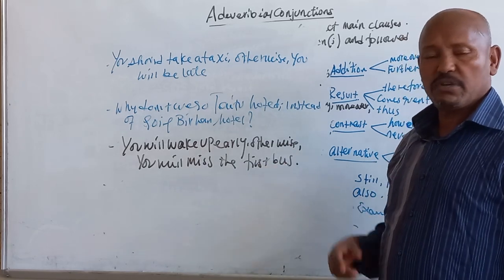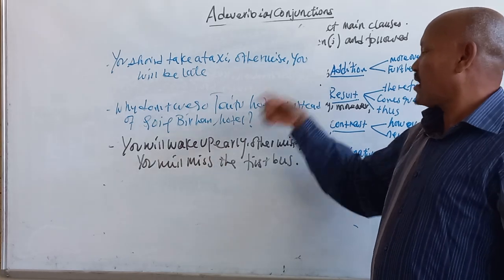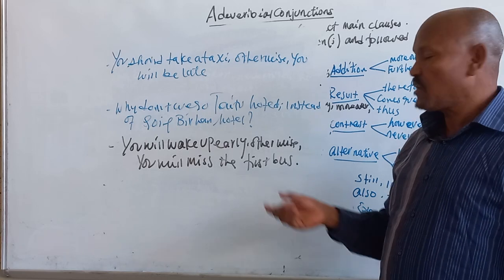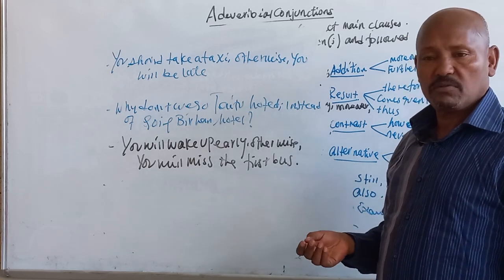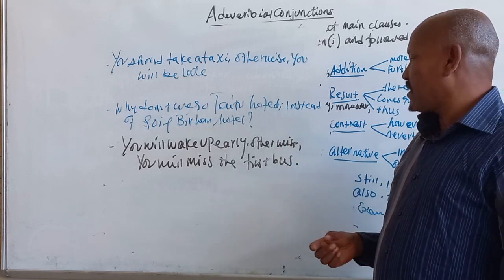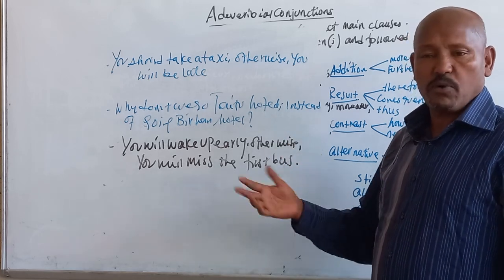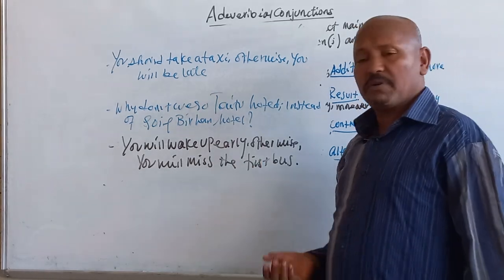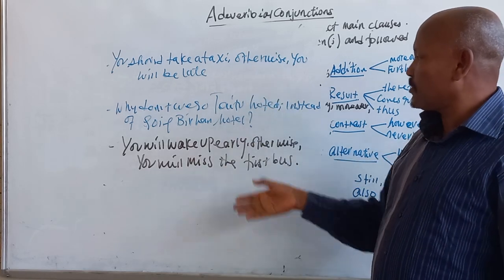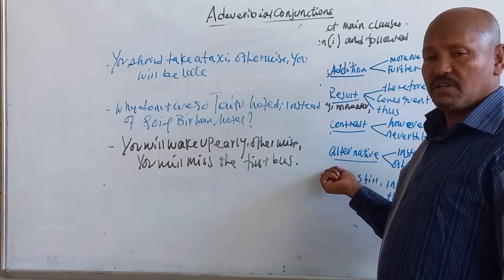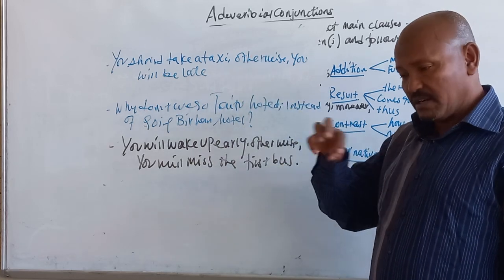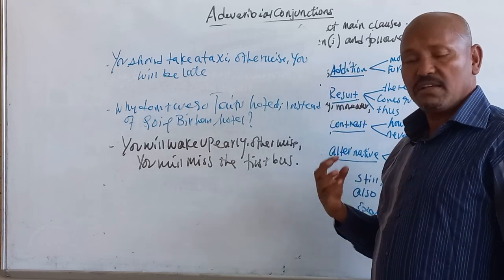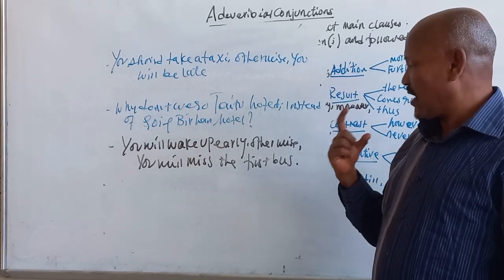The first bus. You will wake up early, otherwise you will miss the bus. The other one is, instead, you will miss the first bus. Yes. These three examples show alternatives. Two ideas are alternatives, choices. So we had better use this kind of adverbial conjunctions.